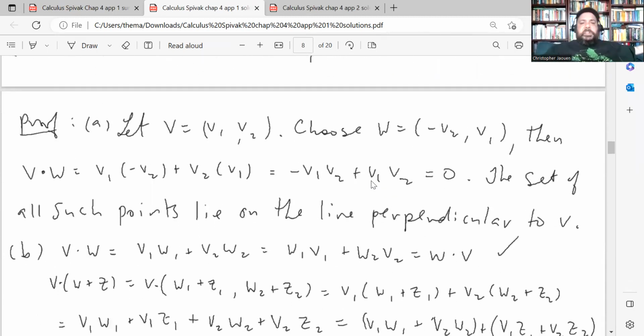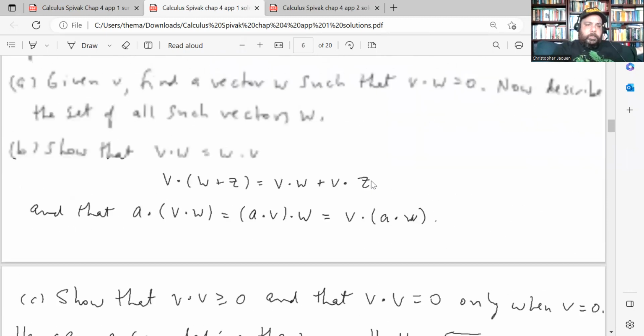Okay, so if V has coordinates V1, V2, if you choose W to have coordinates -V2, V1, when you take the dot product, notice you get 0. And the set of all such points will lie on the line perpendicular to the vector V. You could see that from the slopes of the two vectors. If you take the product of the slope of vector W and the slope of vector V, it gives you a value of -1, so they're perpendicular. All right, that's part A.